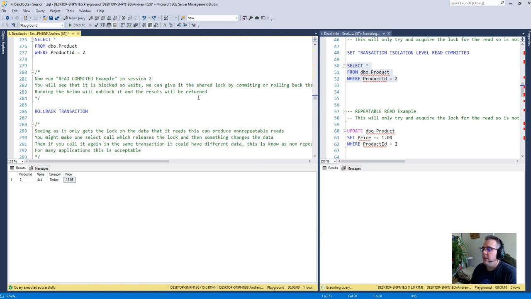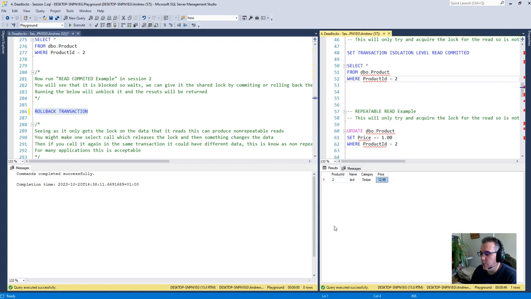So it waits. We can give it a shared lock by committing or rolling back. So in this case, let's roll back. Again, it could be commit, doesn't matter. Well, let's change it to a commit, because then you should see that will come back with £13.95. Or actually, no, let's keep it as rollback, because you can see it's £13.95 on the left. This is blocked, so you should see the rollback now gives you £12.95. So we didn't do a dirty read.